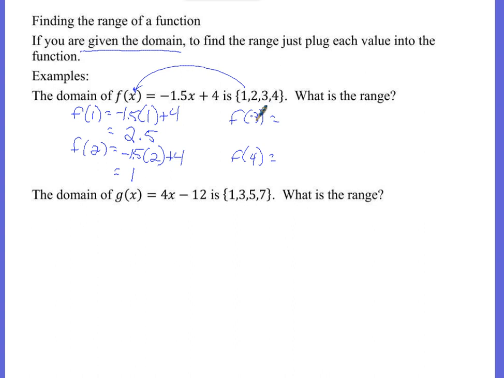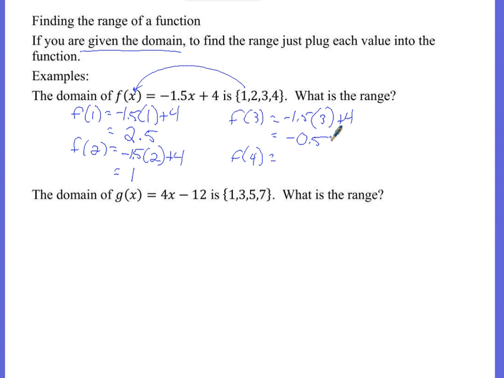F of 3. So now I write negative 1.5 times 3 plus 4. What is negative 1.5 times 3? Negative 4.5. Good. If you can't think of that one, think of like 15 times 3. 15 times 3 is 45. So 1.5 times 3 is 4.5. Anyway, this is negative 4.5 plus 4, which gives me negative 0.5.